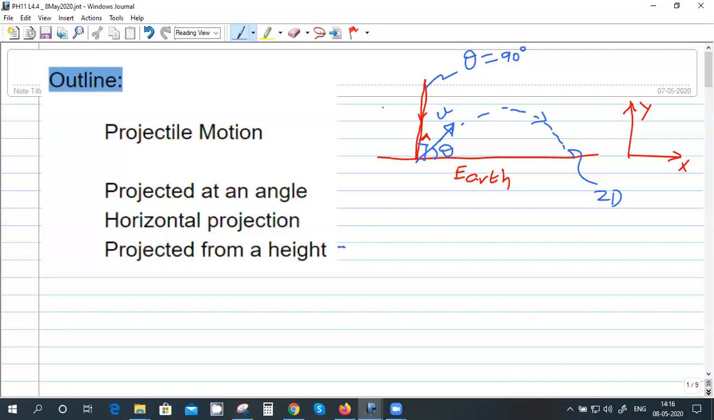Okay. So this is projected from the Earth's surface. And there's one more thing I can do. I can project it horizontally. It should be thrown like this with the horizontal velocity. In this case, theta is how much? 0 degrees. So it will move like this, right? And this is the Earth's surface.